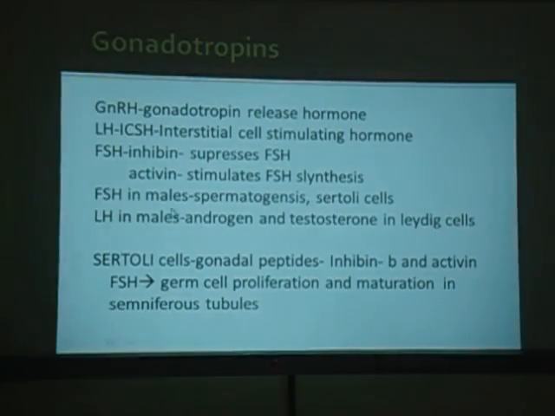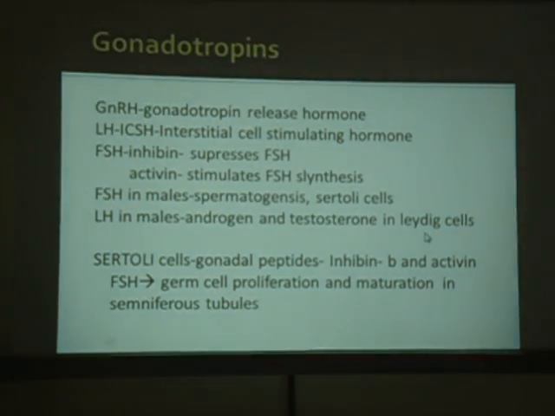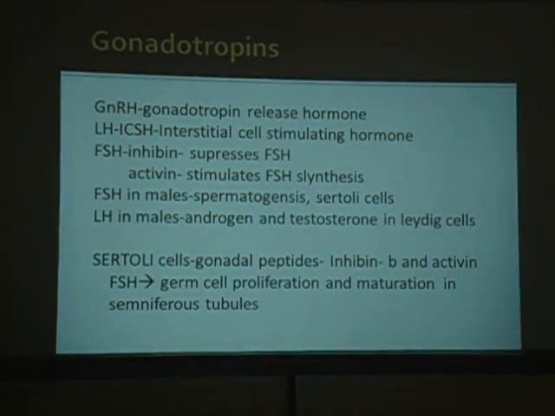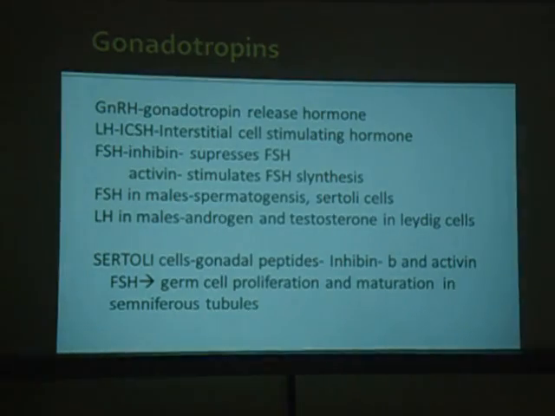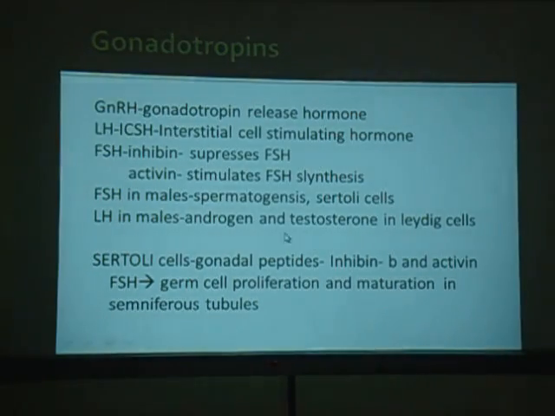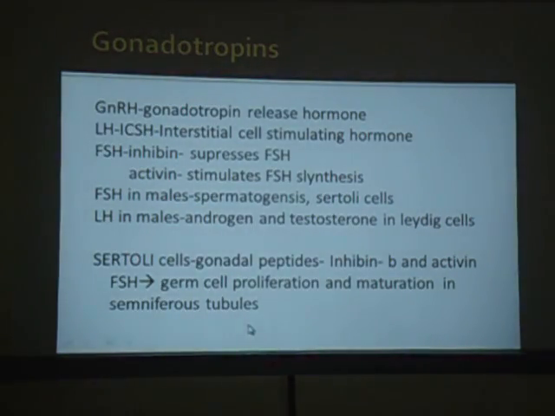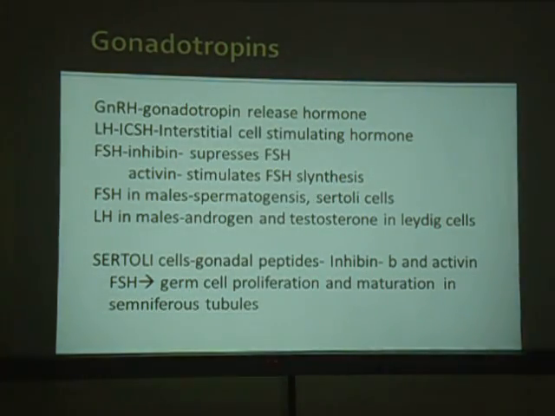FSH in males helps in spermatogenesis and growth of the Sertoli cells. LH in males can produce the androgens and testosterone in the Leydig cells. Though Sertoli cells play an important role, it is the Leydig cells which are involved in testosterone production. Sertoli cells can produce the gonadal peptides inhibin B and activin, and FSH can cause germ cell proliferation and maturation.